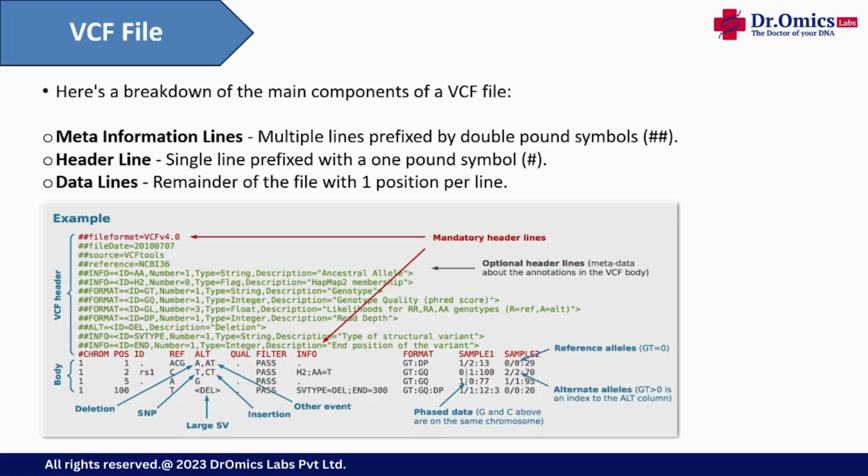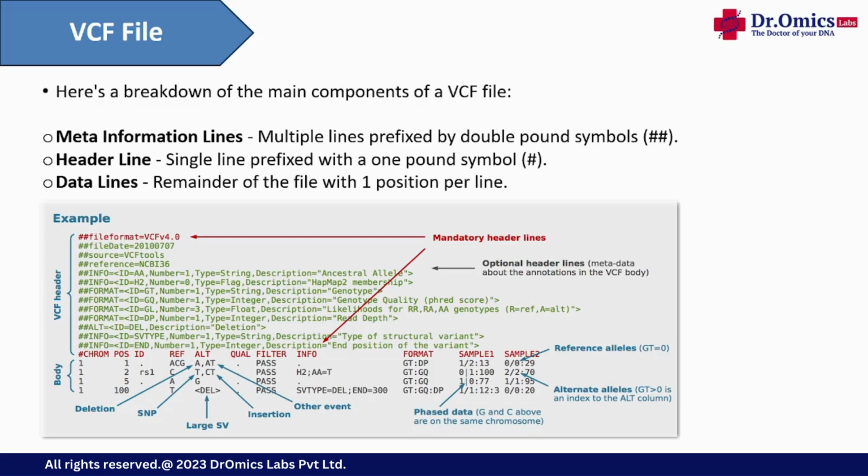Basically, a VCF file is divided into three components. One is the meta information lines, which are multiple lines prefixed by a double pound or double hash symbol. Then the header line, which is a single line prefixed with one pound or a single hash symbol, giving you the header. And then the data lines, which give you the actual information of your data. You can clearly see in the image the metadata lines, then the header line, and then the data lines.